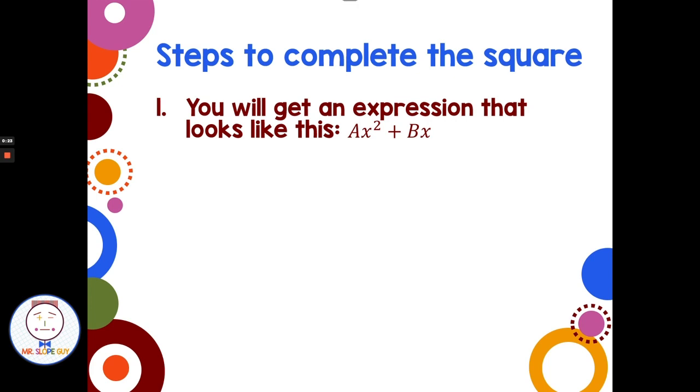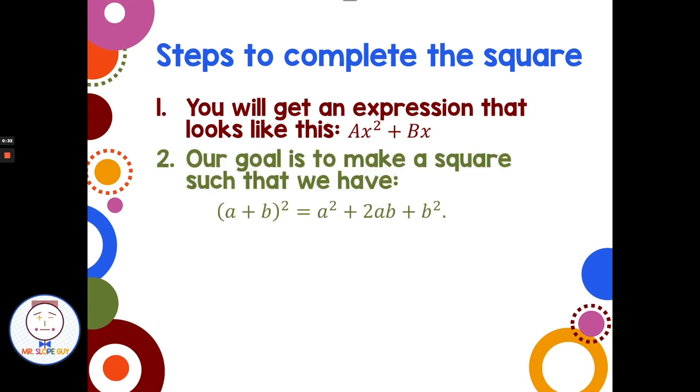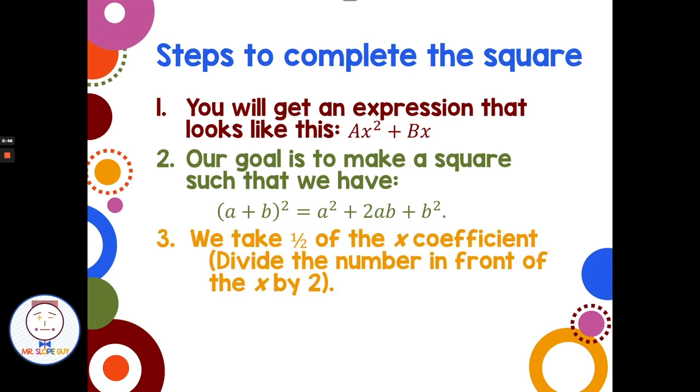So step one: you'll get an expression that looks like ax squared plus bx, and we'll have numbers in for the a and b values. Our goal is to make a square such that we have (a plus b) quantity squared equals a squared plus 2ab plus b squared. We do that by taking half of the x coefficient, or dividing the number in front of the x by 2, and then we're going to take the square of that number.